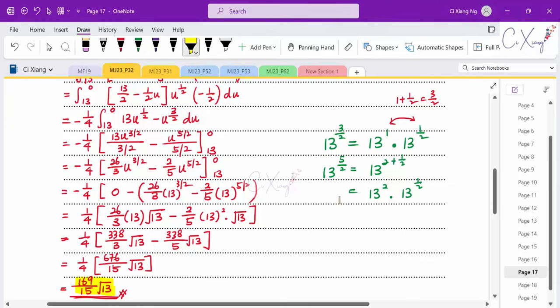Alright, so basically this is how you need to rephrase your equation to get the final value that they want. The answer for this final value is 169 over 15 multiplied with square root 13. So A is 169 over 15. Alright, so this is how we solve this question.